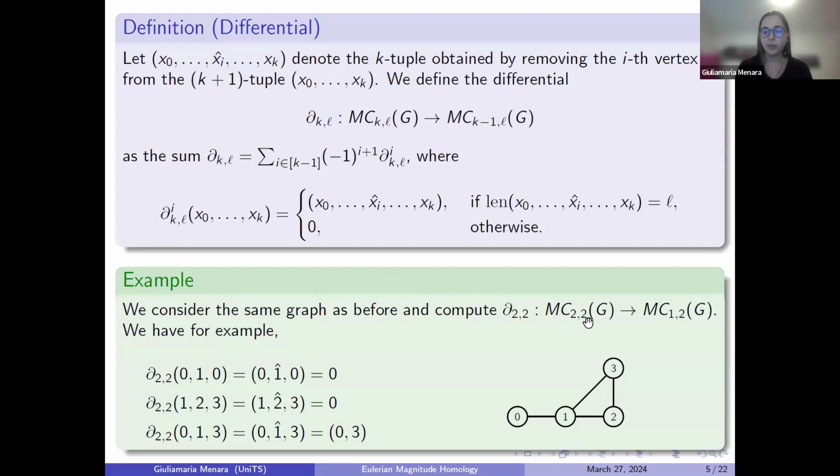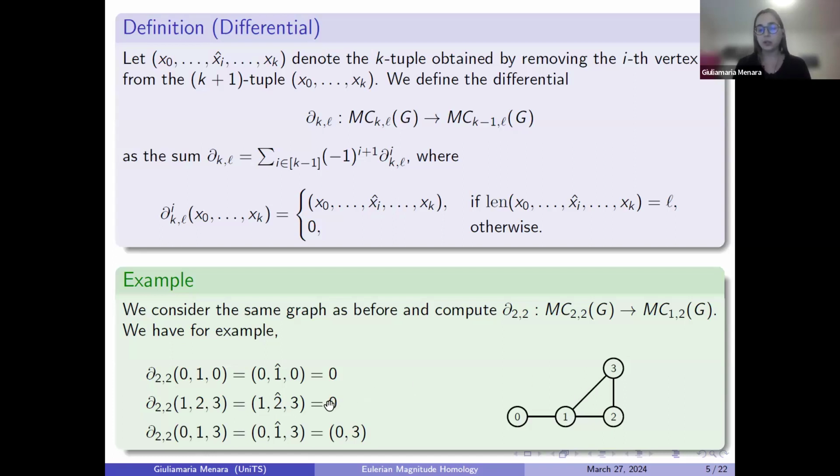We have the same magnitude chains we computed before, and let's say we want to compute the differential delta 2 on these groups. If we compute it on 0, 1, 0, then when we remove the middle vertex, we're left with the tuple repeating the vertex 0, which is not acceptable by definition. So that's going to be trivial under the boundary. If we consider delta 2 of 1, 2, 3, then for a different reason this also goes to 0, because if we remove 2, we're left with 1, 3, and the shortest path from 1 to 3 is of length 1.